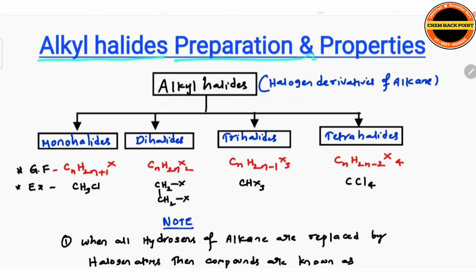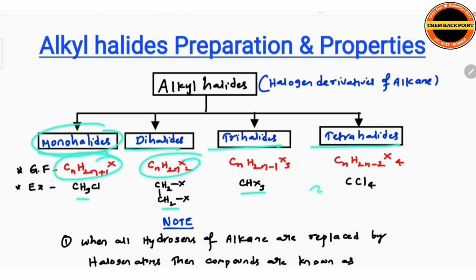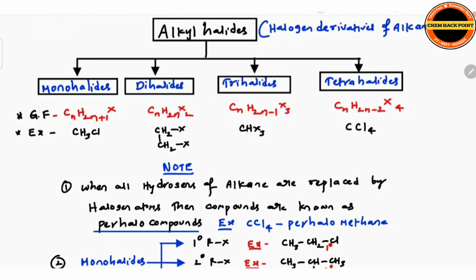Alkyl halides preparation and properties. Alkyl halides are halogen derivatives of alkane. There are 4 types: monohalides, dihalides, trihalides, tetrahalides. With respect to general formulas, examples are given here. Remember, when all hydrogens of an alkane are replaced by halogen atoms, the compounds are known as per-halo compounds. Example: CCl4, perhalomethane.